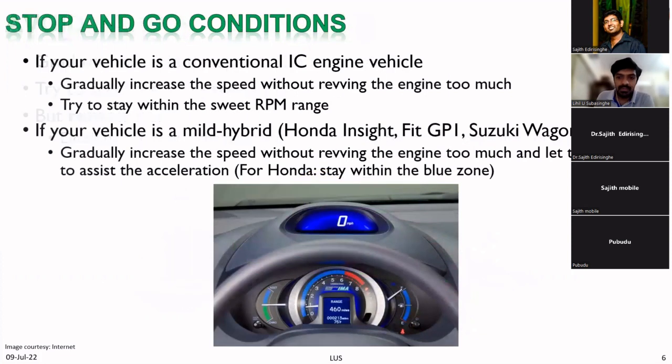Then the stop and go conditions. Now, I'm going to explain this in three different stages or three different classes of vehicles, starting with a conventional IC engine vehicle, not a hybrid one. In stop and go conditions, like in the previous case, do not accelerate too much, gradually increase the speed without revving the engine and try to stay within the sweet RPM range. That is basically the same.